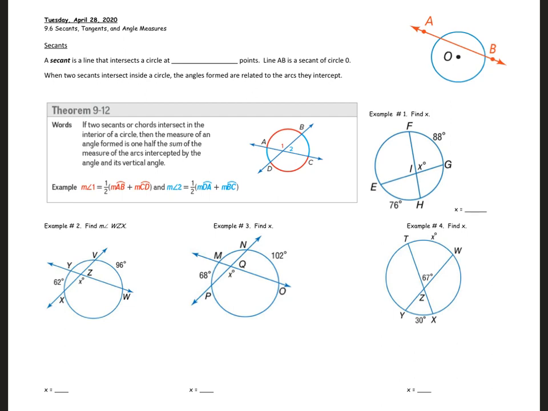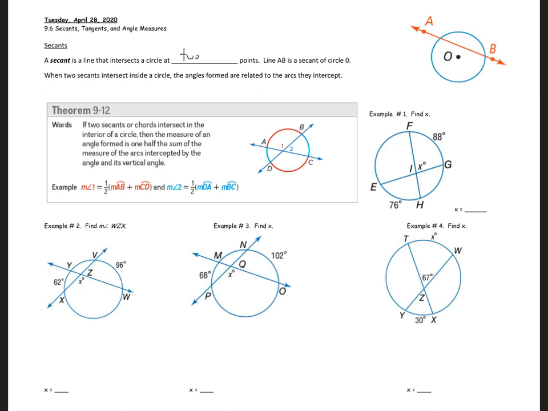A secant is a line that intersects a circle at 2 points, and line AB is a secant of circle O. So if you take a look, you see I have line AB. This intersects circle O at 2 points.